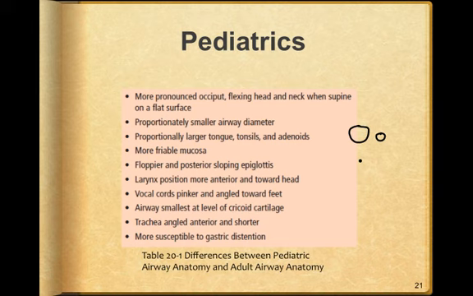Vocal cords are pinker and angled towards the feet, which makes it a little bit more difficult to hit the airway. Airway's smallest level is at the cricoid cartilage. So what that means is, in an adult airway, the glottic opening is the smallest area. After that, it kind of opens up a little bit. So whenever we place the tube in there, there's plenty of room.